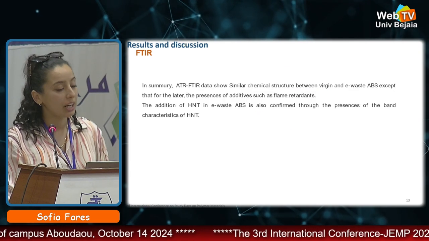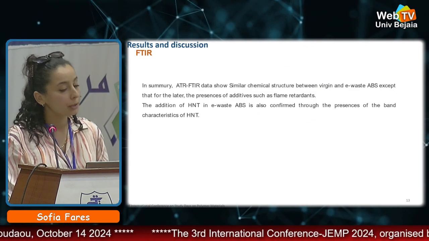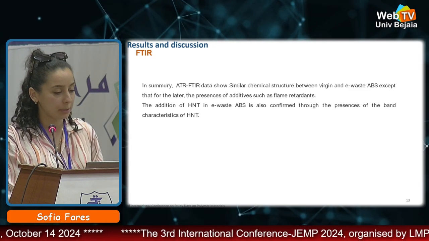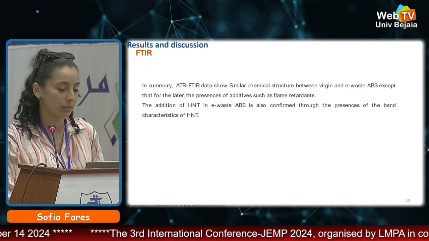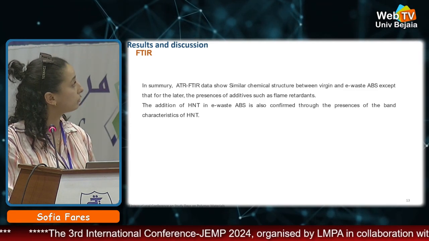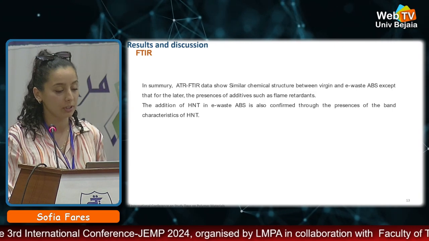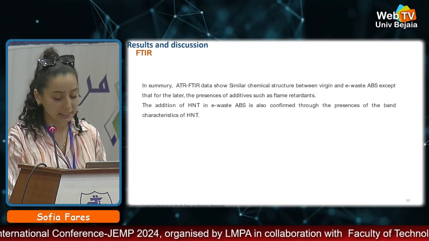In summary, FTIR data show a similar chemical structure between virgin and e-waste ABS, except that for the latter, there is the presence of additives such as flame retardants. The addition of HNT in e-waste ABS is also confirmed through the presence of the band characteristic of HNT.